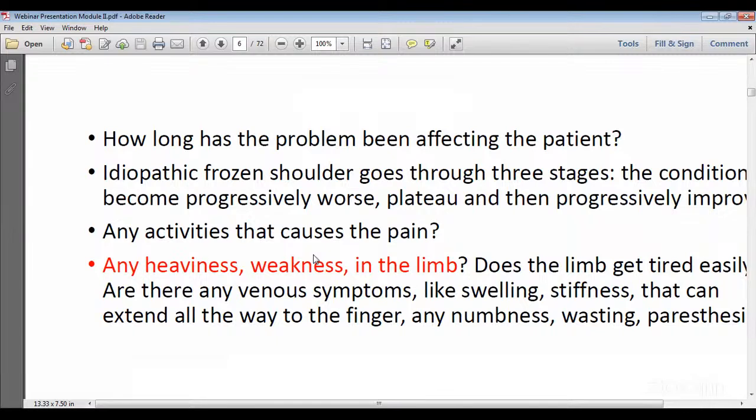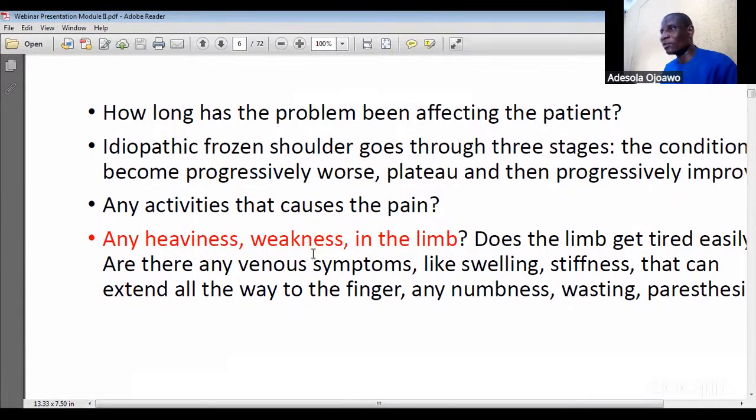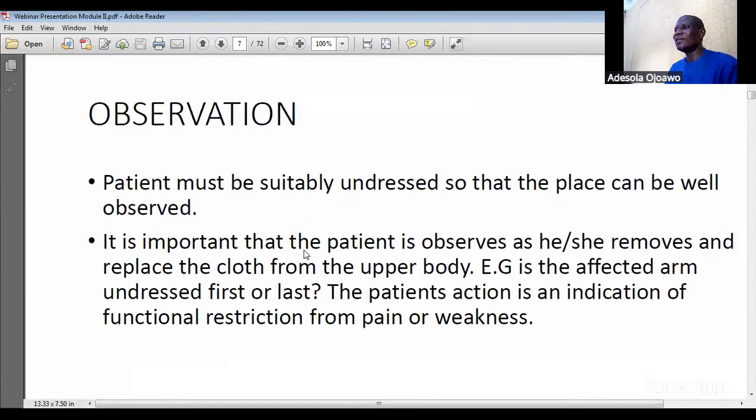Any numbness, any wasting. So all those are what we have to take care of, or to know. I know when you talk about paresthesia, you are talking about this, but maybe dorsal nerve root impairment or affectation. So we are still on the history taking, right? And after the history taking, there may be more to that. This is just about a 1 hour or thereabout webinar. There may be more to that. But if you are able to go with what is on the ground, you'll be able to get some information.